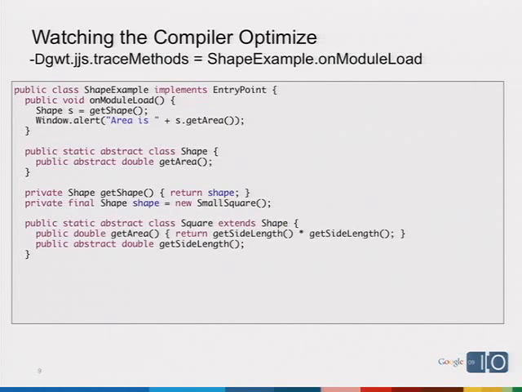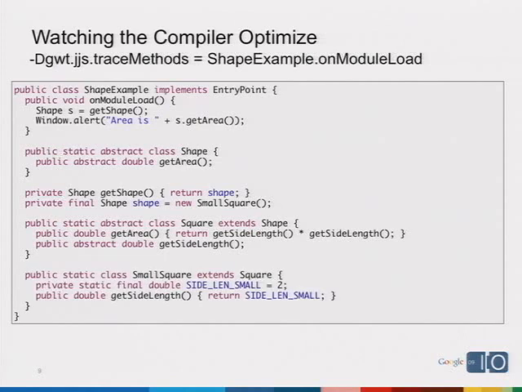There's this method on the shape example class that returns a shape, which is a reference to a field, which is defined to be shape, but is actually instantiated as a small square. And a small square derives from square, which defines area to be the product of the lengths of the sides, and then the small square class returns the length of the sides, which good programming practice has us making a constant of 2, right?